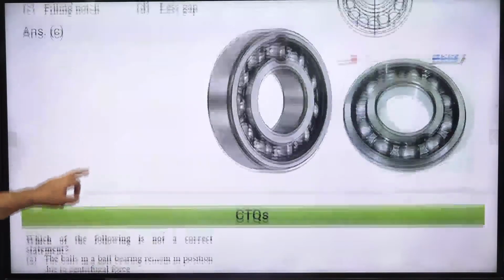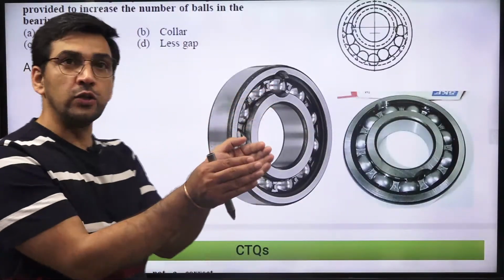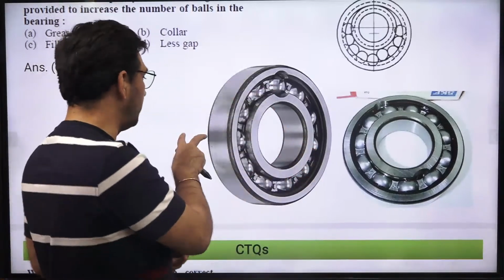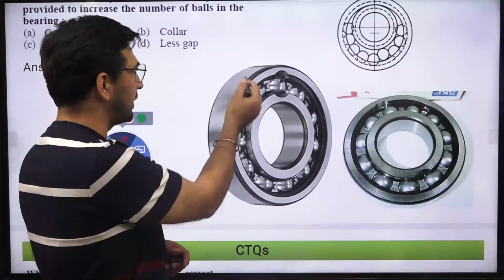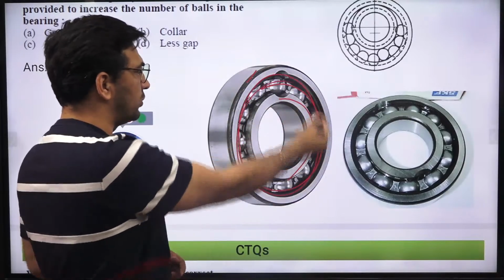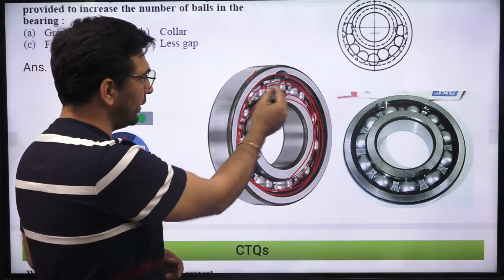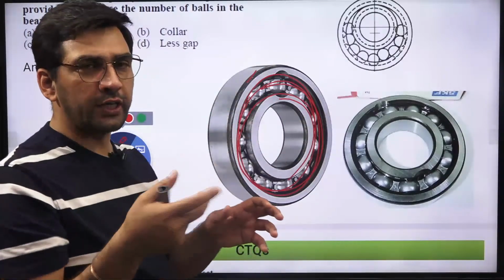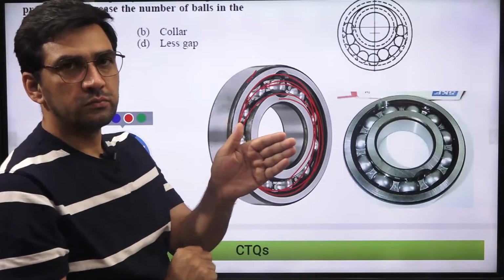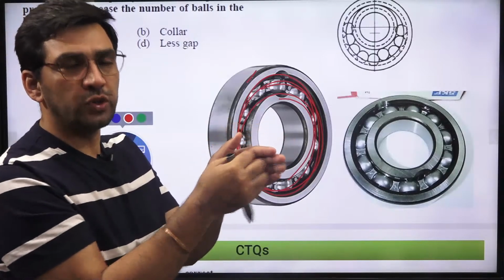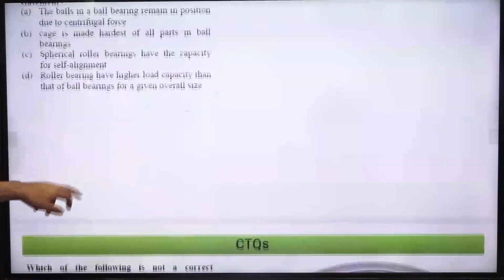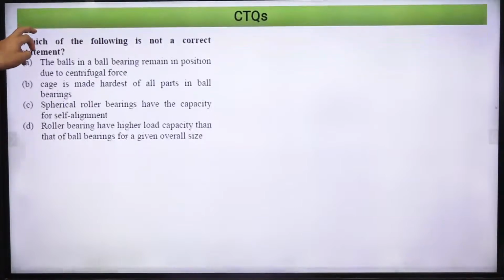Why is it made the hardest part? Because this cage is holding those balls, and the balls will be rotating in random motion while it is rotating. The whole assembly will be rotating except one of the rings. For example, if this is fixed, then the inner ring will be rotating, and all these balls will be rotating along with the cage, right? So when they are all rotating and the balls are rotating in a random motion, obviously since it is retaining, it is going to rub against this particular retainer also. So it should be hardest. It should not create erosion of the surface. That is why it is made of the hardest material.